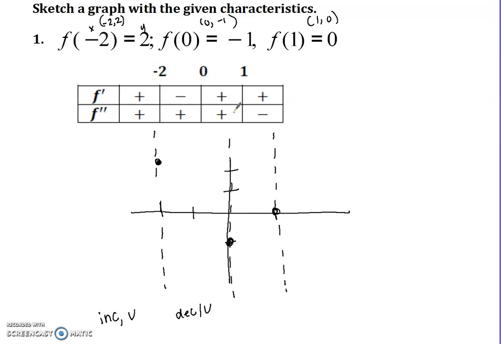Then between 0 and 1, both are positive, so this tells us increasing, this tells us concave up. And then from 1 on, that's this section, it is increasing because our f prime is positive, but now f double prime is negative, so that's going to tell me concave down. So then I'm just going to look at this little chart to figure out how each section should look.